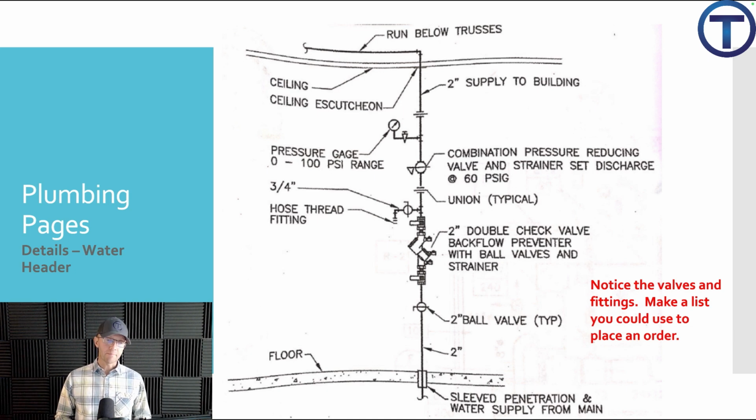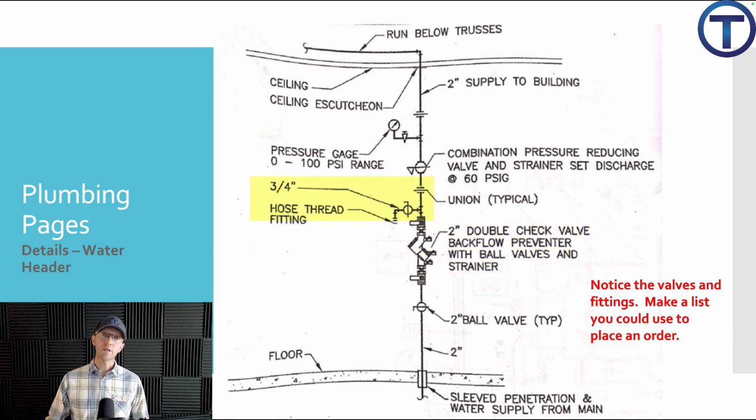From the very bottom, we see that where the water line comes through the floor, it should be sleeved to protect the water line from the concrete floor. Then we notice it's a 2-inch line coming in, and they expect us to install a ball valve specifically. This is a shutoff valve, but they want a ball valve. Above that, we are going to install a double check valve backflow preventer with ball valves and strainer. Now that could be purchased all as one big assembly, but this is a backflow preventer that they expect to be installed right in the main line.